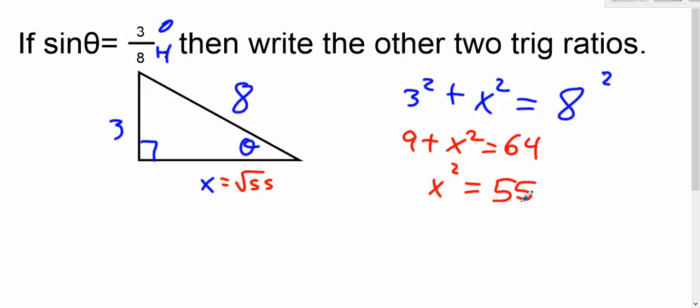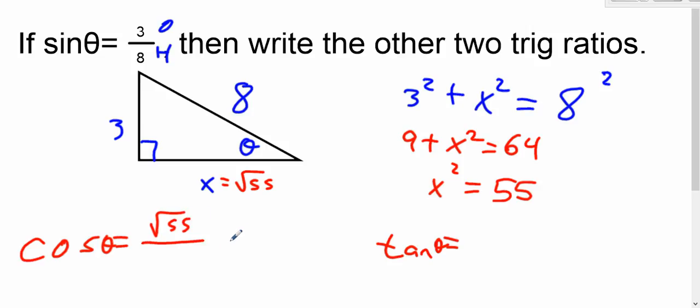So you can write the other two trig ratios. We already have sine, so we're going to write cosine and tangent. Just going to put the theta in there, this little circle with the line through it. Theta is a Greek letter. So cosine theta is adjacent over hypotenuse. So the adjacent side is the one we just solved: square root of 55 over the hypotenuse, which was 8. And tangent is opposite 3 over adjacent square root of 55.